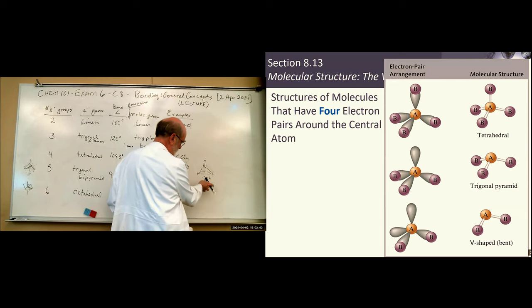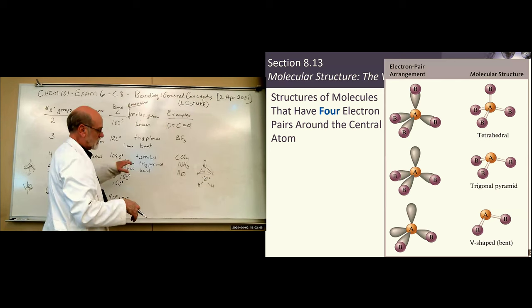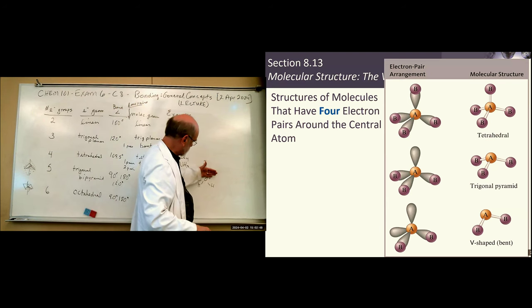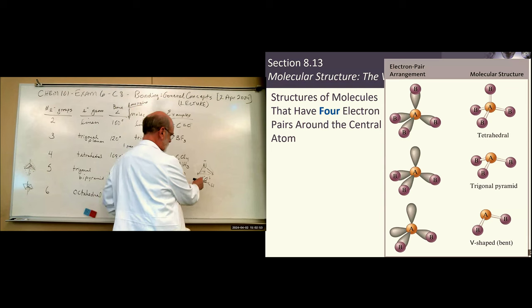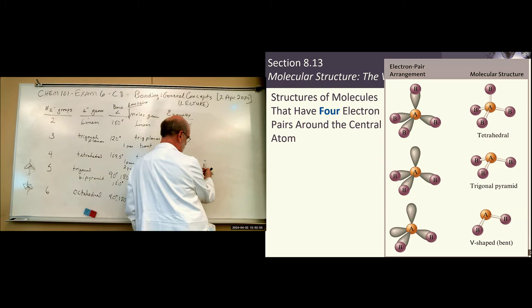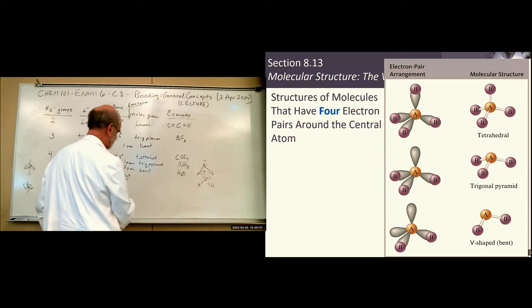All right, so you have 1, 2, 3, 4 groups that gives you an electronic tetrahedron, but if you're only considering the atoms, you're bent, right? Because you'd have oxygen here, and you have a hydrogen here, and hydrogen here. That'd be a lone pair. That'd be a lone pair. So you have bent. Okay.